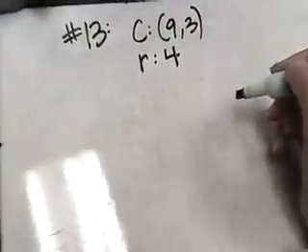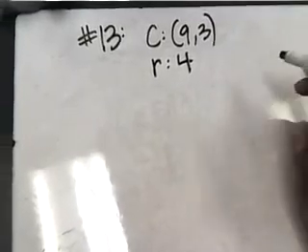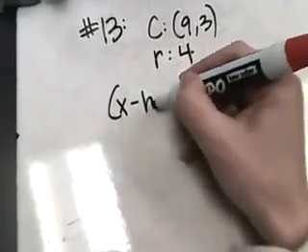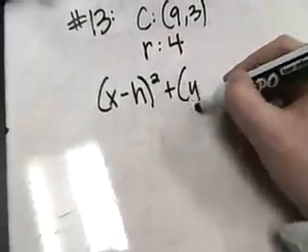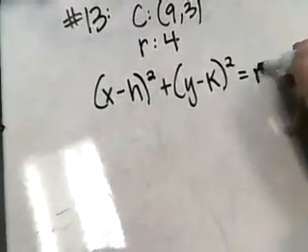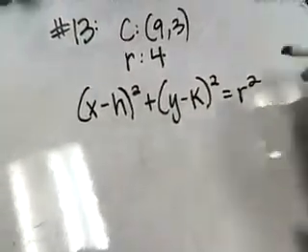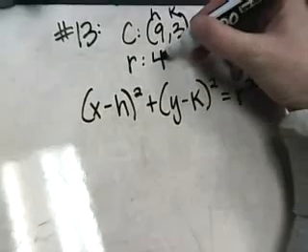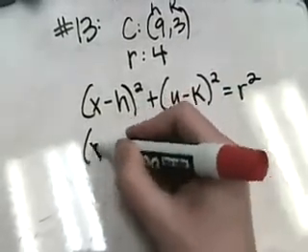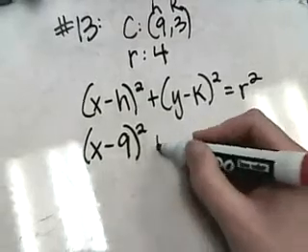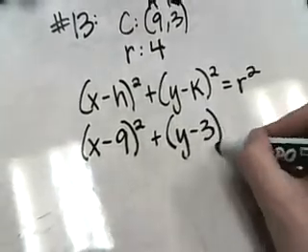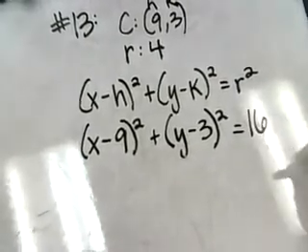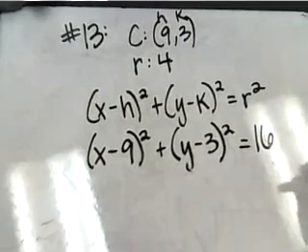Now, for your circle, it just says determine h, k, and r, because remember, you only have one choice for your standard form of a circle. It looks like this: x minus h quantity squared plus y minus k quantity squared equals r squared. So here's my h, here's my k, here's my r, and then it says sub those into the form. So I have x minus 9 quantity squared plus y minus 3 quantity squared equals 4 squared, which is 16. That's all you have to do.